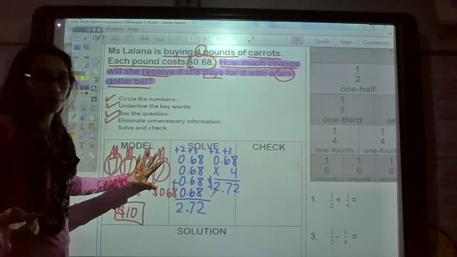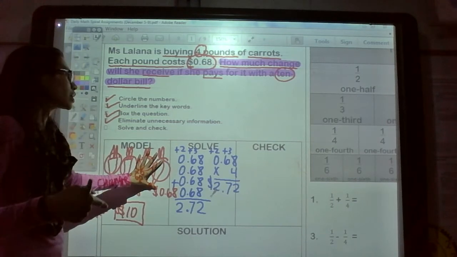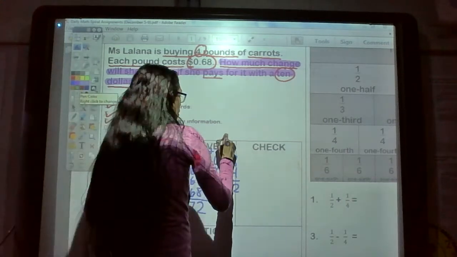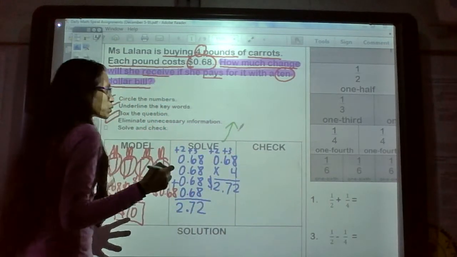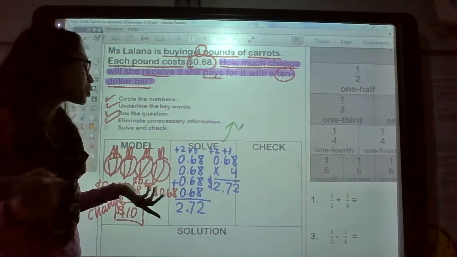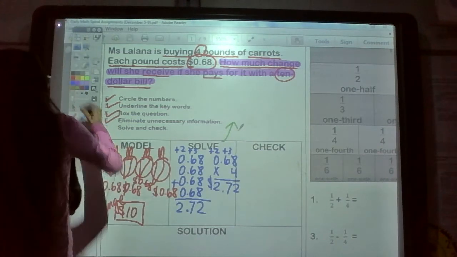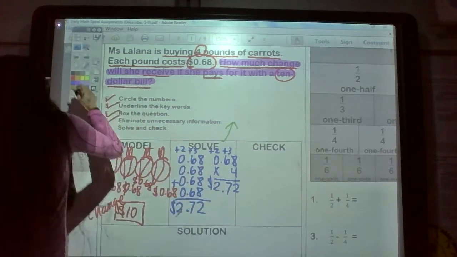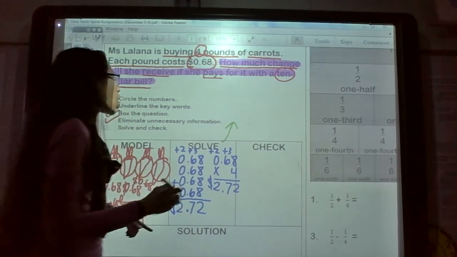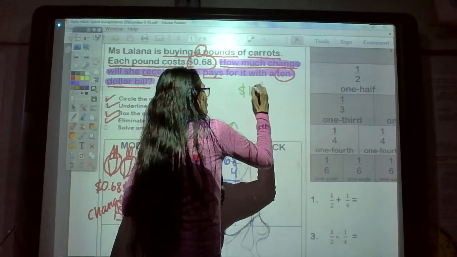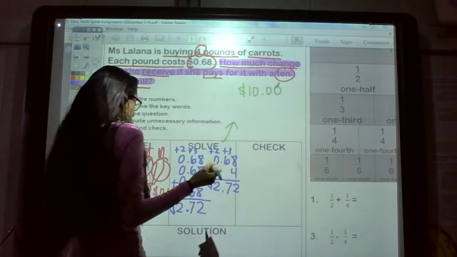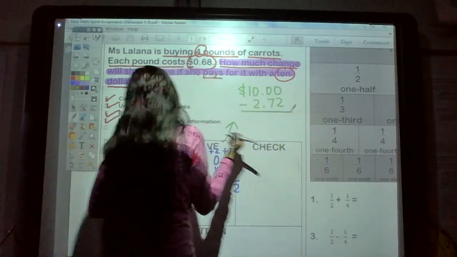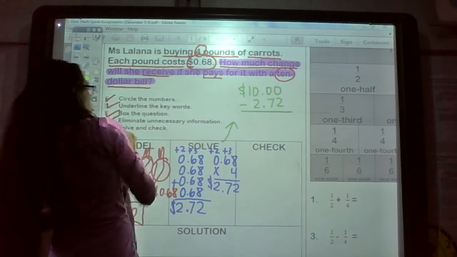What do we need to do now? Figure out the change. All right, since I don't have space, I'm going to do the rest up here. If you run out of room, you can just write it on another piece of paper, okay? Oh, I forgot my unit down here. All right. We need to subtract $10. So write $10 at the top. Minus $2.72. All right. So let us subtract.